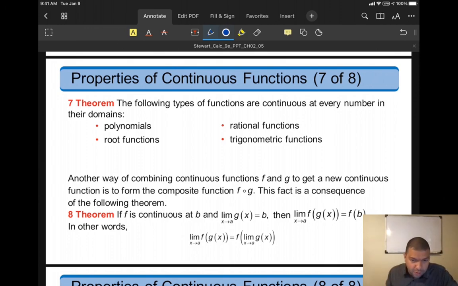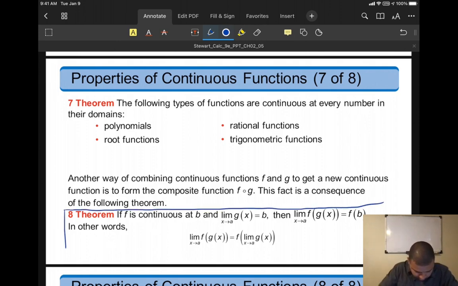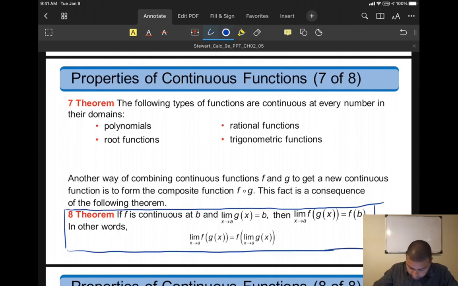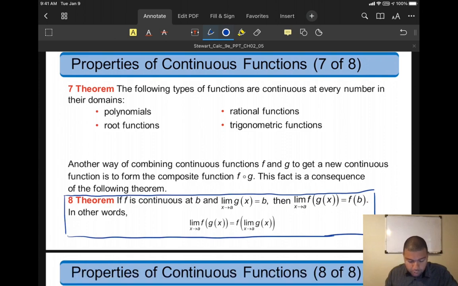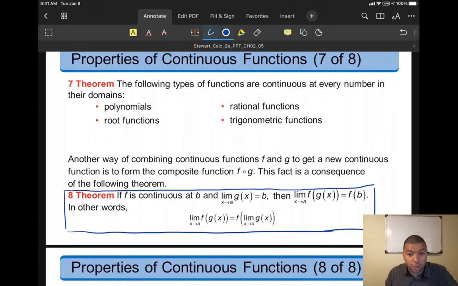Compositions of continuous functions are continuous. Right? So this is what this theorem is saying. Compositions of continuous functions are continuous. Again, all of this we can prove by using epsilons and deltas, using the definition of limit. I don't think it's interesting for me to show you this, but if you go into a STEM course or something, maybe you should go and read the proofs.